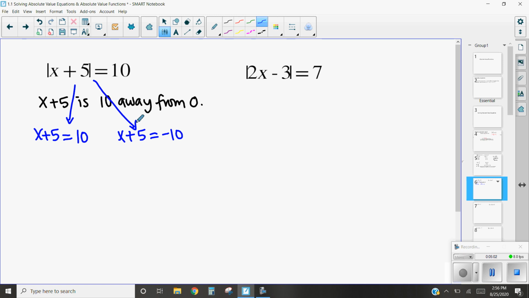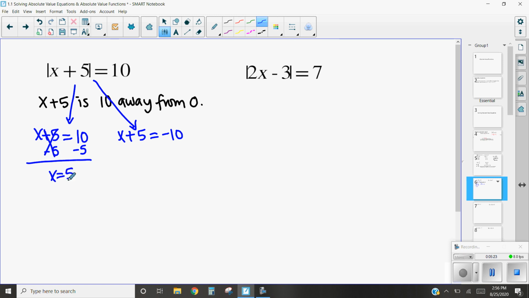And notice that there are no absolute value signs around that x plus 5 anymore because we got rid of it. Absolute value makes our equation more complicated, and we don't want that. So here we are. To solve these equations, we just have to solve for x. So to solve for x, I'm going to subtract 5 from both sides on this one. These will cancel out, and I get x equals 5.